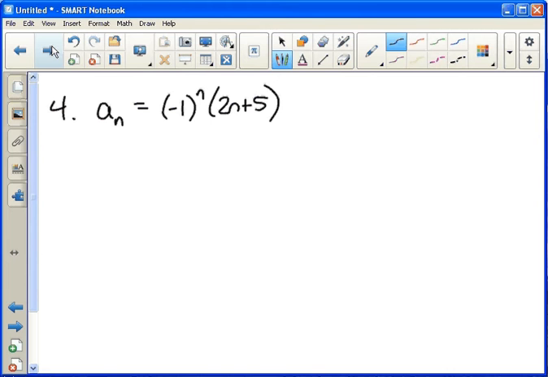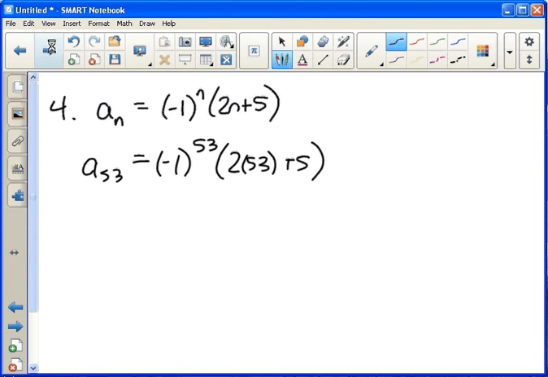Okay, number 4 asks us to find the specified term. It asks us to find the 53rd term. For that, you simply plug in 53 for n. And when you do that, you should get negative 111. So that's the nice thing about sequences. To find a certain term, you just plug that number in for n.